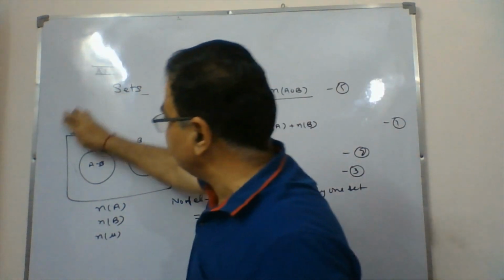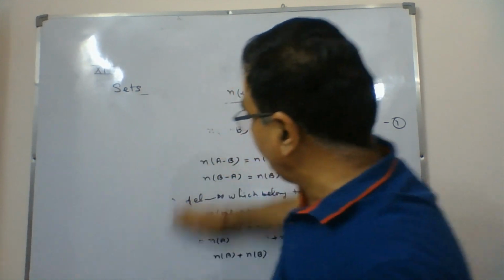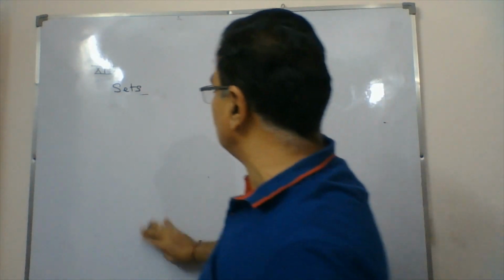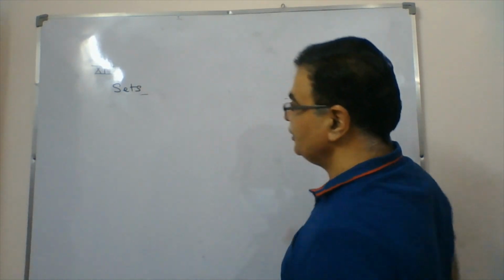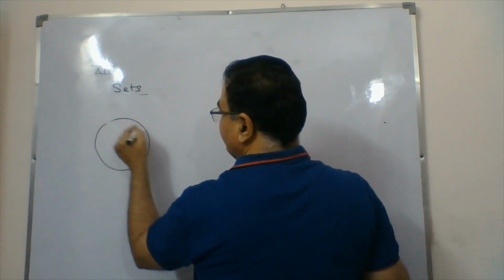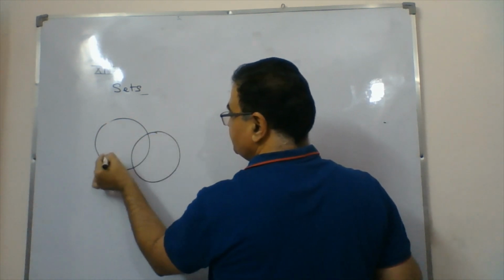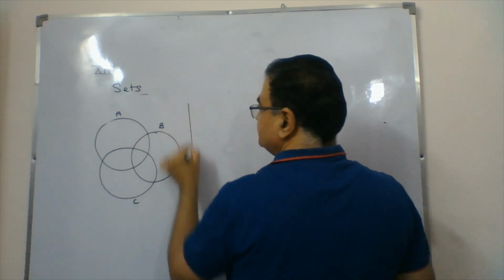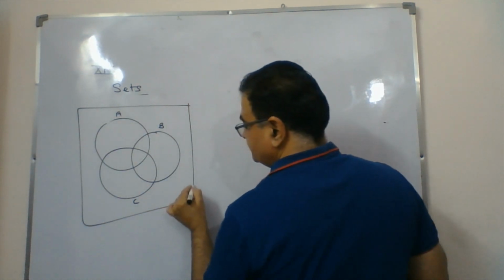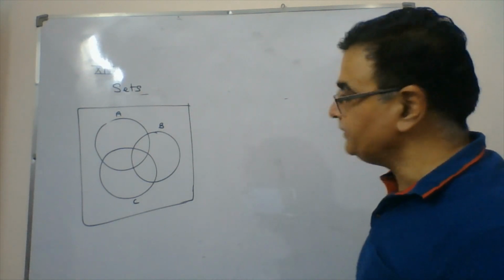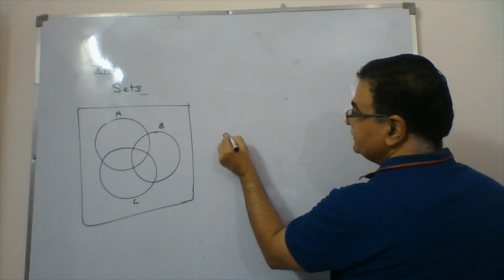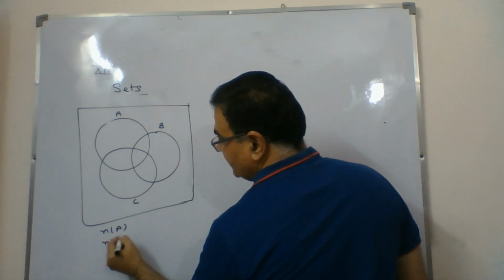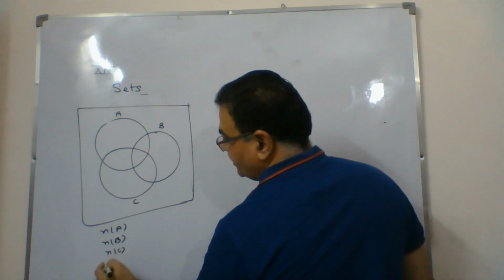When we have three sets, what will be the formula? We are also going to do that. So if you have three sets, I am taking A, this is B, and this is C. These are the three sets A, B, C. And I want N(A union B union C), where N is the number of elements.